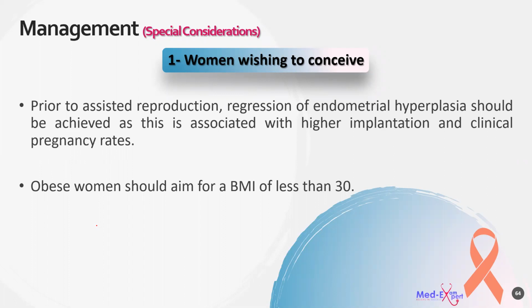And also obese women should aim for a body mass index of less than 30. This will increase the chances of success of assisted reproductive techniques, because you know that obesity also affects fertility potential. So of course, while having the medical treatment with progestogen, she should also aim to reduce her body mass index to less than 30.